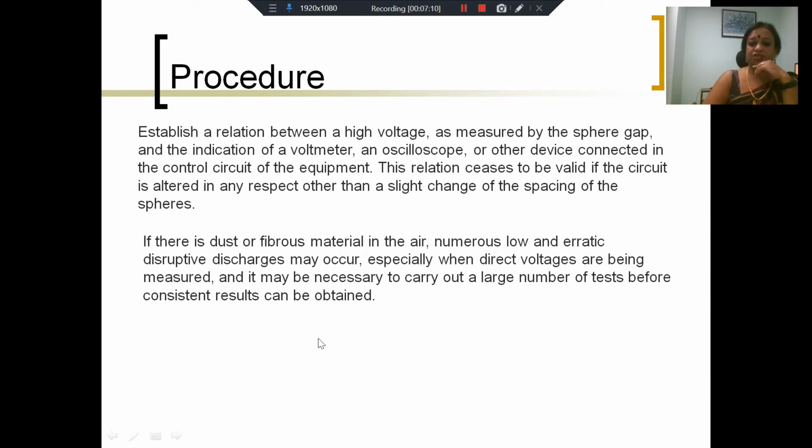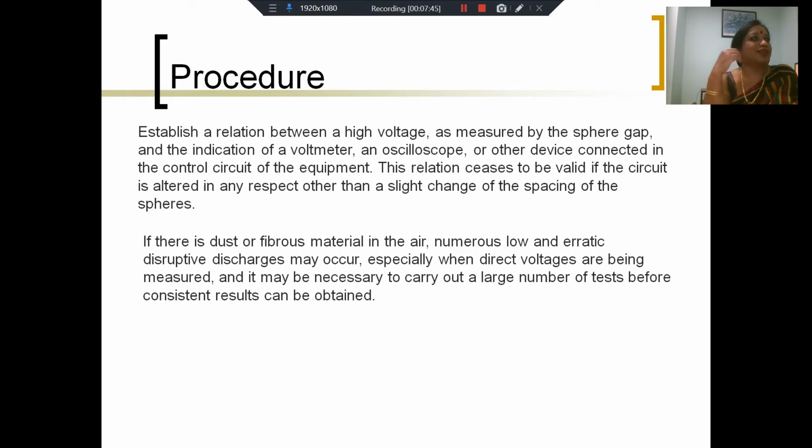Remember, if there is dust or fibrous material in air, there might be erratic, disruptive discharges. These will be random and stochastic in nature, so you really cannot control them. You can always try and work with spherical surfaces which are as clean as possible, polished, no protuberances, the air is clean. But there might still be certain factors which will cause random breakdown at voltages lower than expected. And therefore, it may be necessary to carry out a large number of tests before consistent results are obtained, and we would need to perform censoring of experiments.